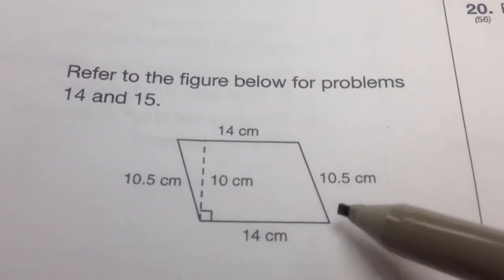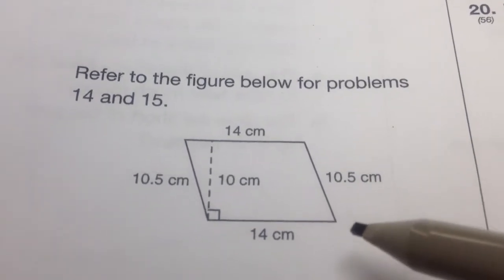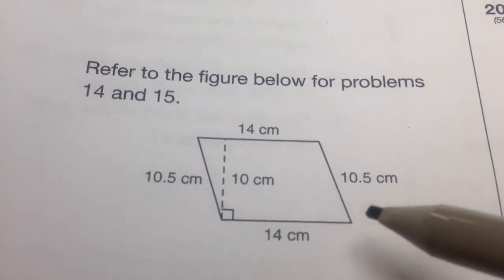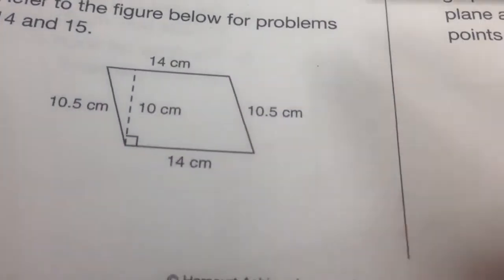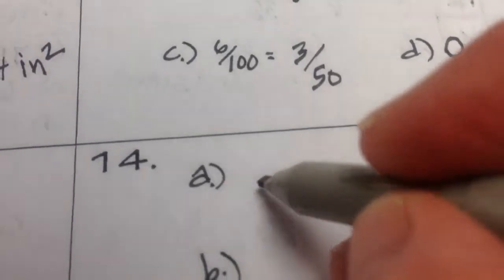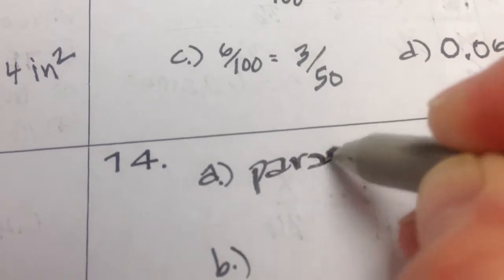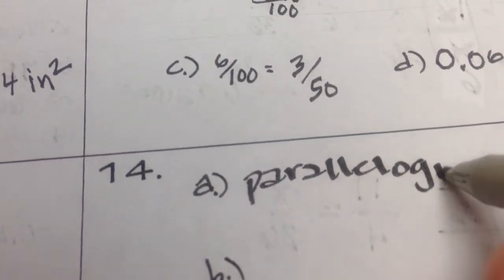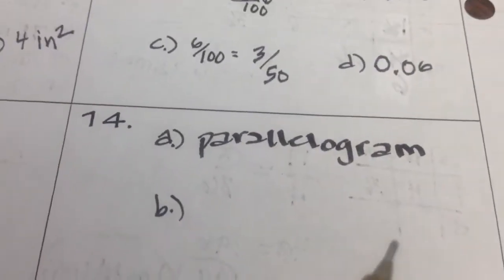14. 14 is going to show you this shape right here. All right? The first thing it's going to say is name the quadrilateral and find its perimeter. Well, what kind of quadrilateral is this? Parallelogram. Oh, you're right. It's a parallelogram, which is just fun to write. Parallelogram. And what is the perimeter?